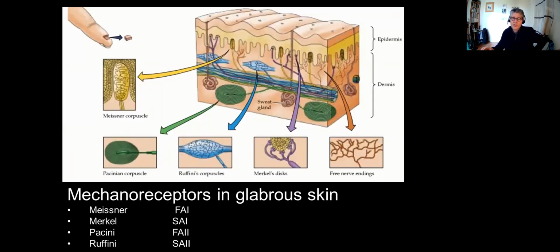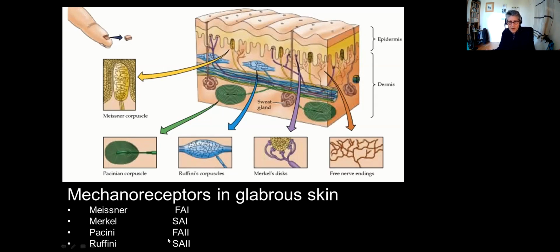Well, here is a cross-section through the skin of the fingertip. This kind of diagram is in all of the medical textbooks. Here's the surface of the skin. You can see the ridges of the fingerprint, and you can see the different layers of the skin, the epidermis and the dermis. And there are 4 main classes of cutaneous mechanoreceptor: the Meissner, the Merkel, the Pacini, and the Ruffini, right?